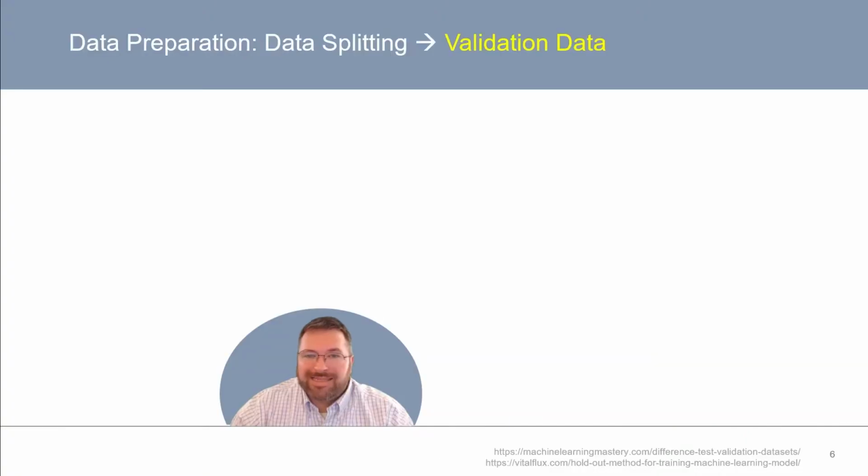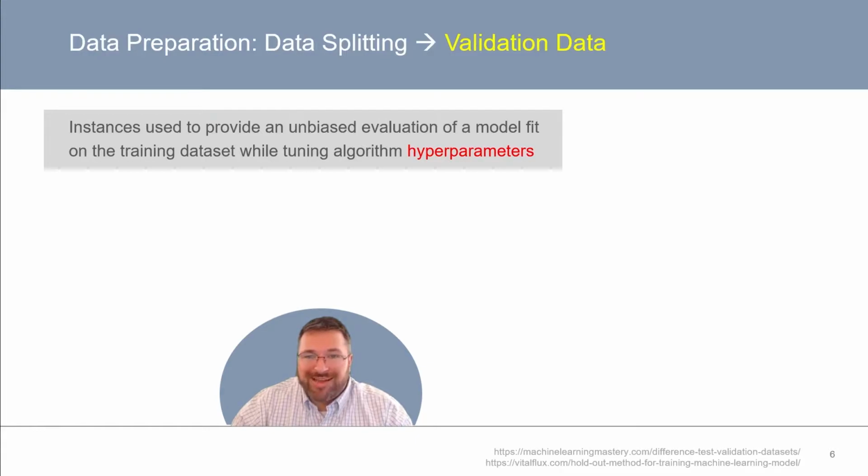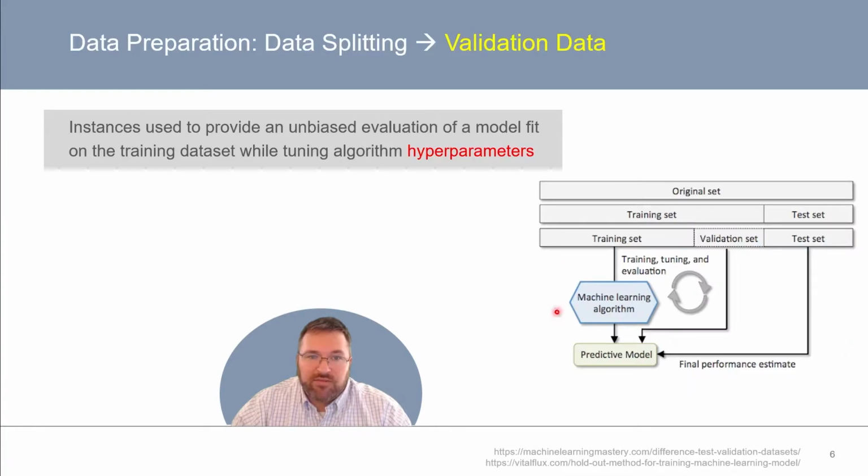Next, let's consider another level of data splitting, specifically further splitting the training partition into a training and validation dataset. Validation data are instances used to provide an unbiased evaluation of a model fit on the training data while tuning an algorithm's hyperparameters. Again, hyperparameters are the algorithm settings that control how that algorithm operates. In this figure, we have the original dataset first being split into a training and testing set, and next the training set is subsequently partitioned further into a training and validation set.